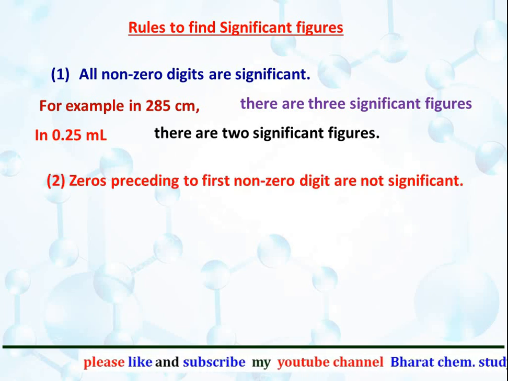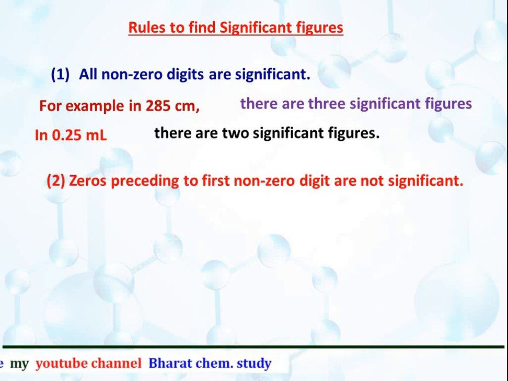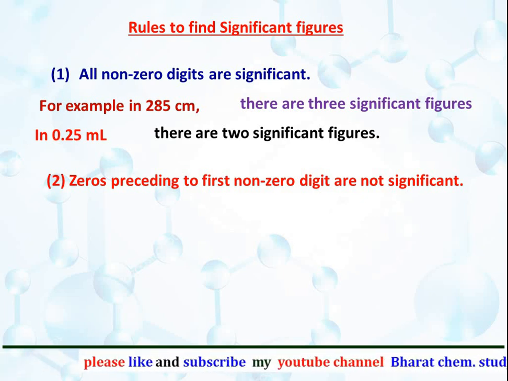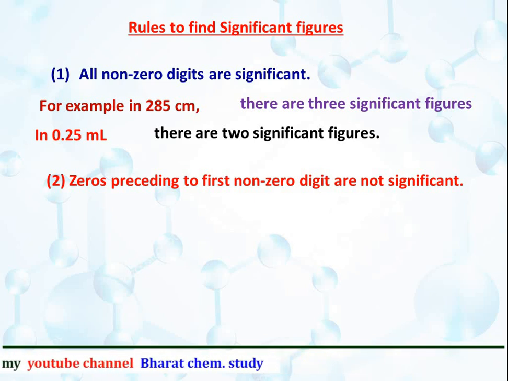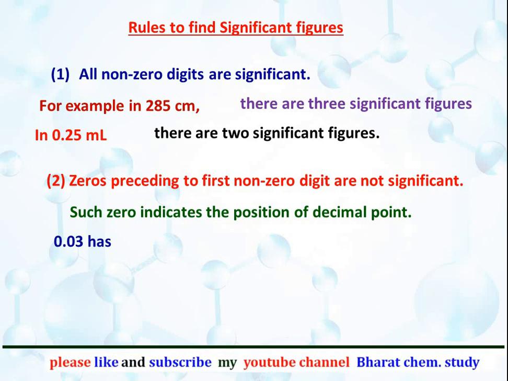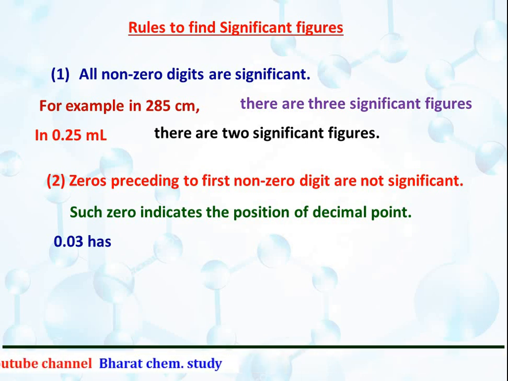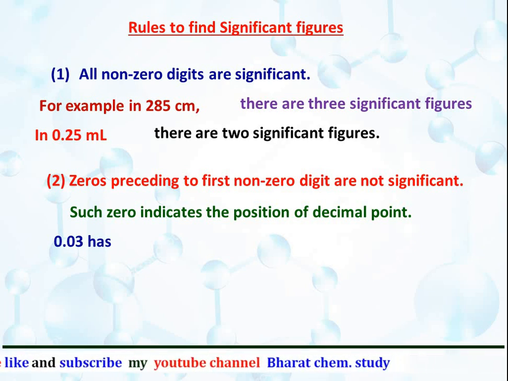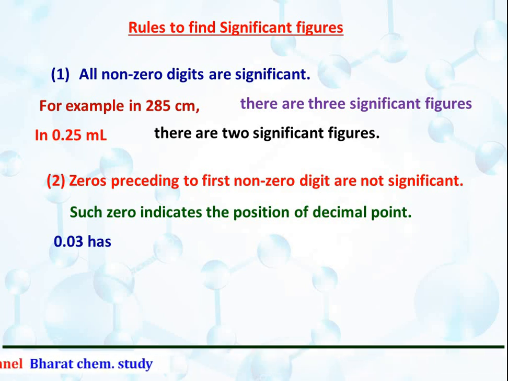The second point: zeros preceding the first non-zero digit are not significant. That means a zero which is present in front of a non-zero digit is not significant. For example, 0.03. Here there are two zeros present in front of 3, but there is nothing non-zero in front of 3. That's why these two zeros which are present before 3 are not significant. So this value has only one significant figure.